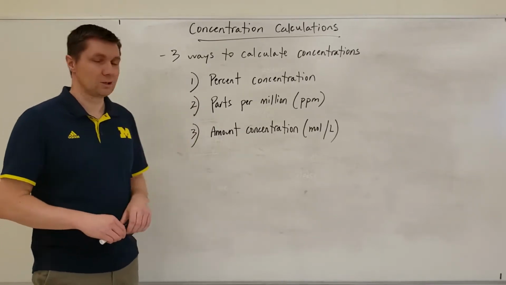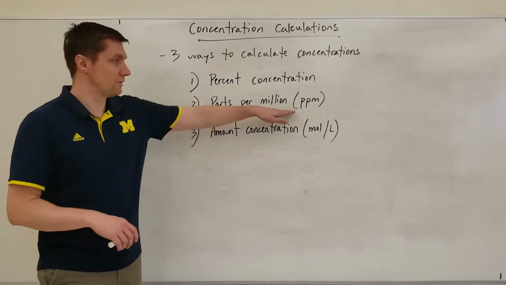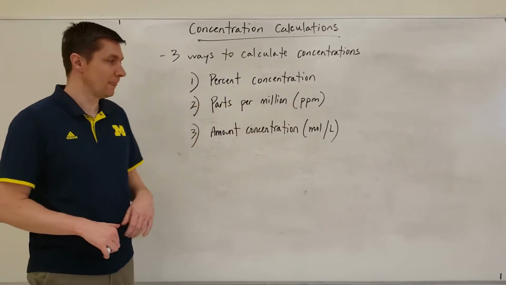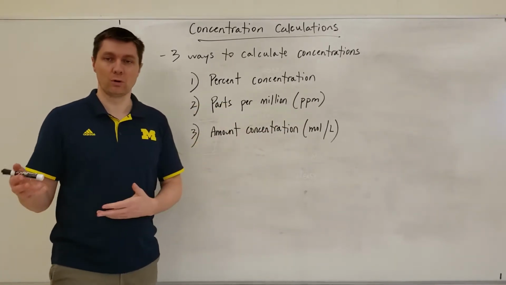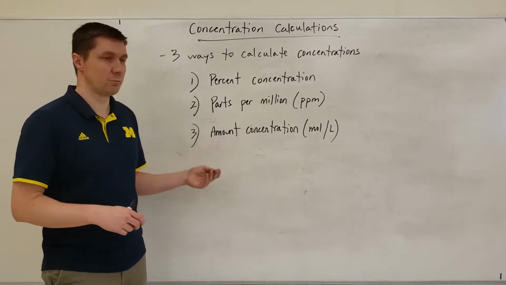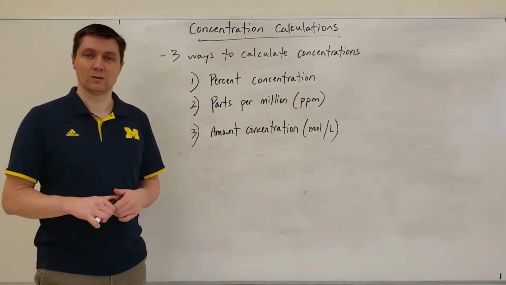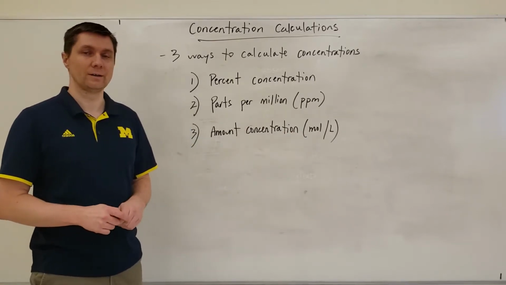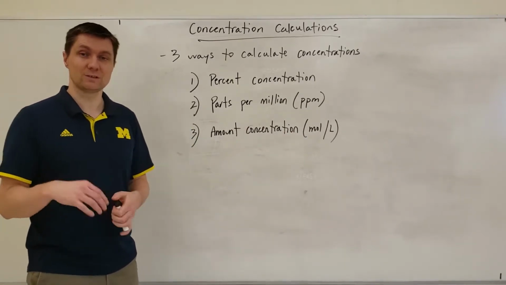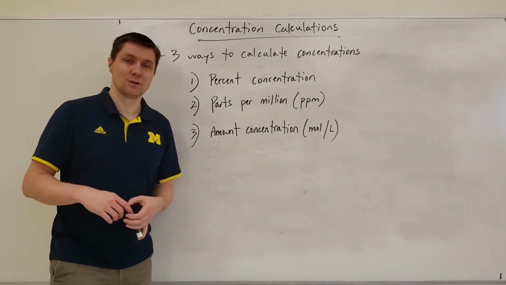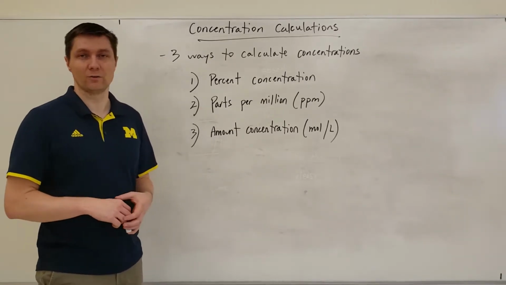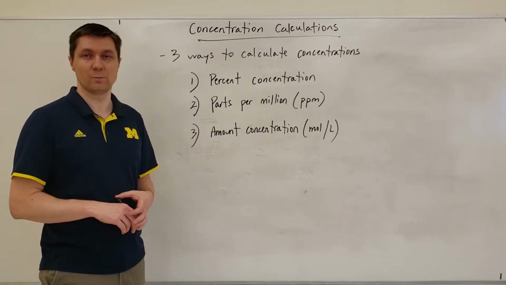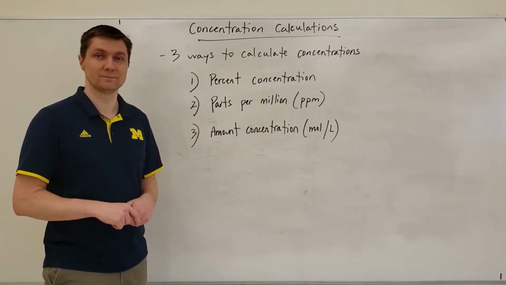Then we have something called parts per million, which is oftentimes referred to as just ppm. And then the last one, which is a really important one, they're all important, but this one is really important, number three, called amount concentration, which is measured in moles per liter. So we're going to go through each of these, look at some examples. So hang tight, I'll be right back with the first example for the first type, percent concentration.